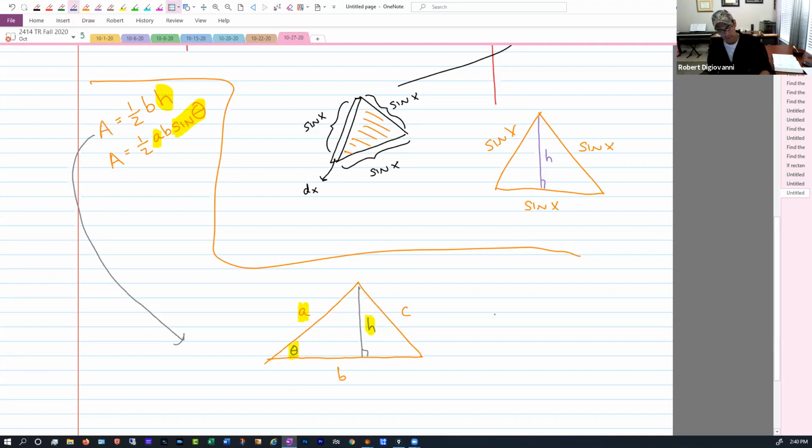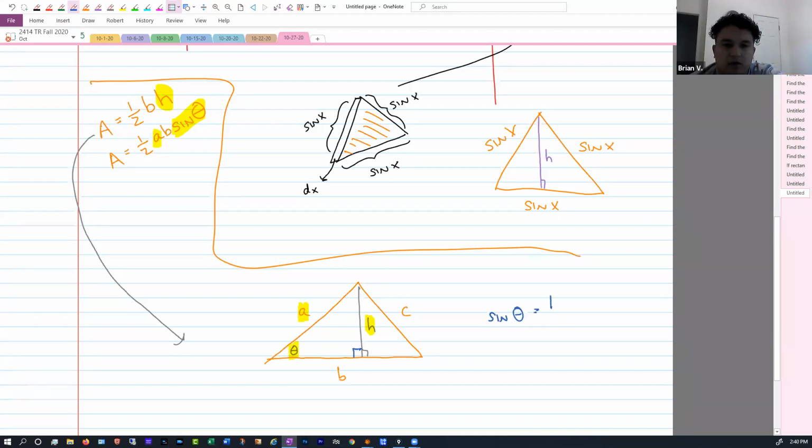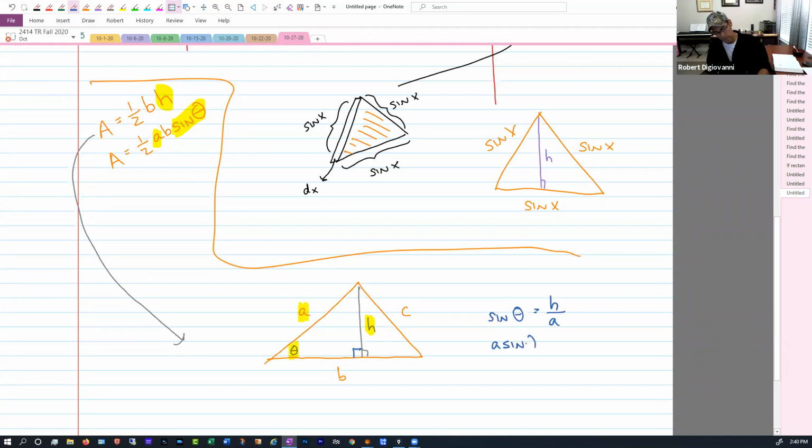What is sine of theta? Look at that as a right triangle. What's sine of theta? Opposite, which is H over A, and then multiply both sides by A. So H is just A sine theta. So if you just replace that H with A sine theta, you have a new formula. But the beauty of this formula is that to find the area, all you need to know is two sides and the angle between them.